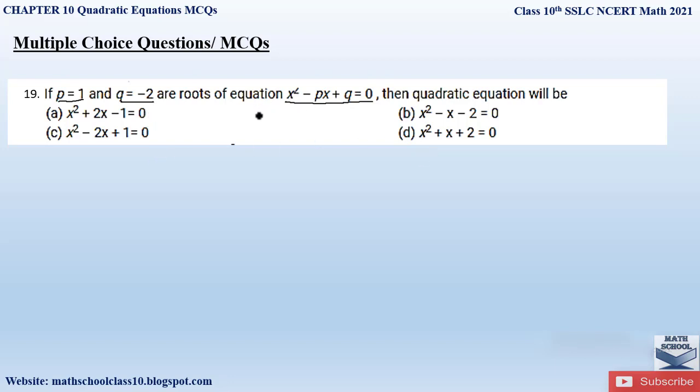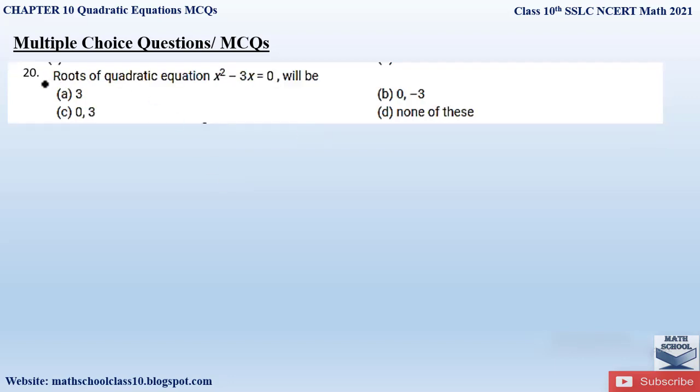So let us substitute that. So we have x square minus px. What is the value of p? It is 1. So it is minus 1x. And what is the value of q? It is minus 2. So it is minus 2 equal to 0. So which is the option equal to this equation? X square minus x minus 2 equal to 0. That is option B, right? So this is a very simple and straightforward question. Just substitute the given values of p and q in the given quadratic equation and you will obtain the resultant quadratic equation. The last question is question number 20.